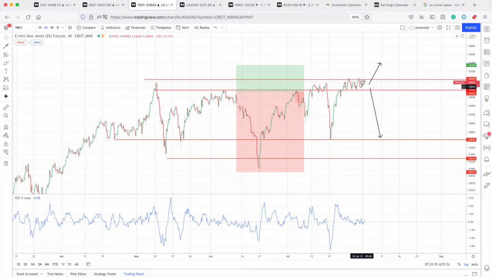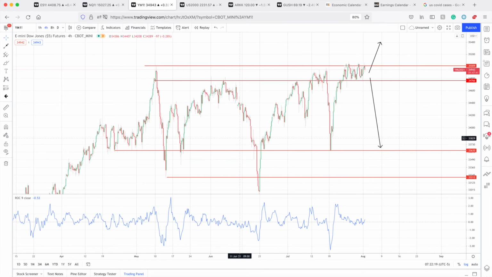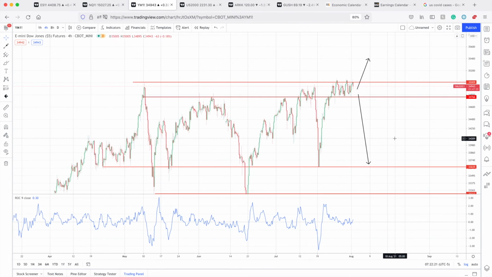But given the current structure of this pattern, it looks like a bullish flag. So I do expect volatility to return soon, whether that's to the upside or downside, we will have to see. But to me, it does seem quite bullish. We're setting up for what looks like a bull flag. We could potentially be setting up for a move higher for the Dow Jones.